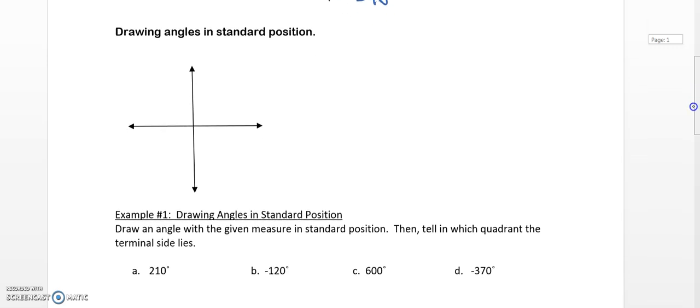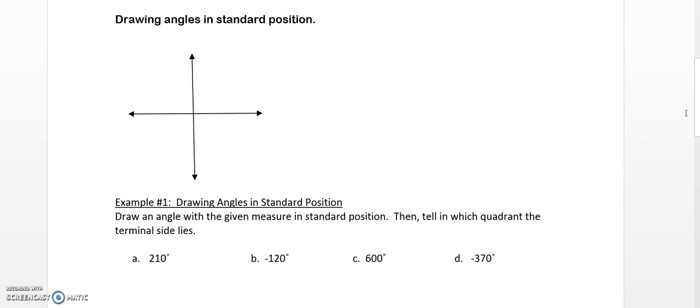So if I want to draw angles in standard position, you always have the vertex at the origin. This is just the definition. You're going to have a side going along the x-axis. Again, this is x and y, this is called your initial side.